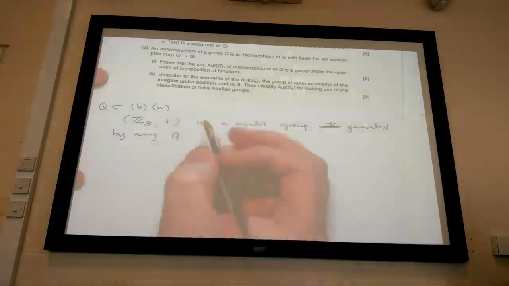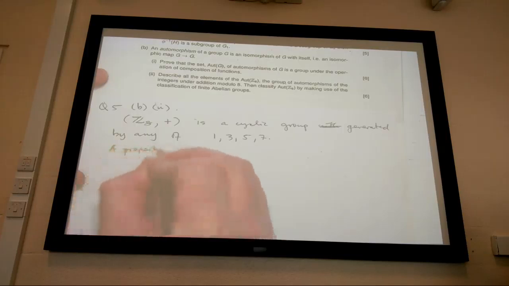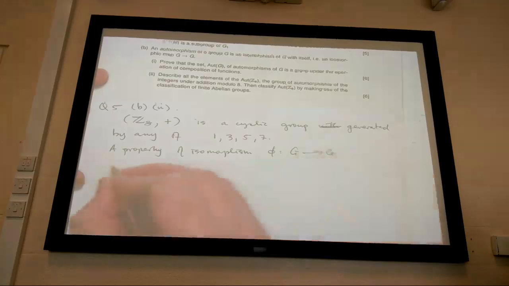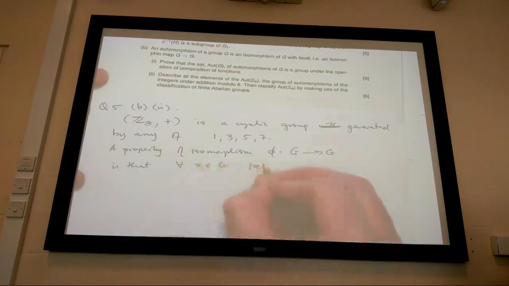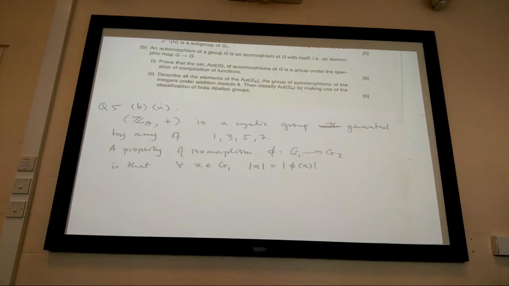So describe all the elements of Aut(Z8). A property of isomorphisms phi from any group to any group is that for all elements x of the group, the order of the element is the same as the order of its image. By the immediate consequence of the homomorphism property and the fact that it's one-to-one and bijective, the order is preserved.